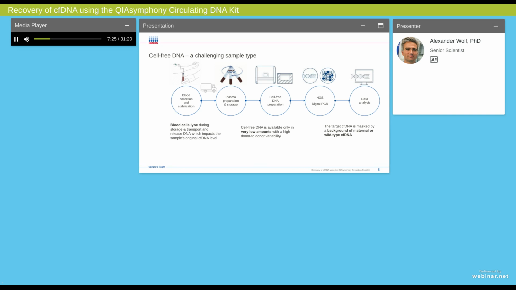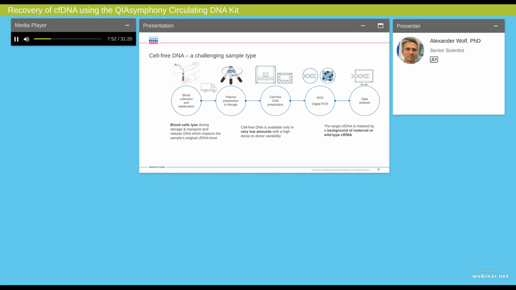Now I will switch to the challenges of the cell-free DNA workflow. This slide shall illustrate the importance of standardized workflows for cell-free DNA applications. The pre-analytical workflow starts with the blood collection and stabilization. The cell-free DNA of interest, for example the fetal or mutant DNA as in the examples before, is present in a large background of maternal or wild-type DNA.